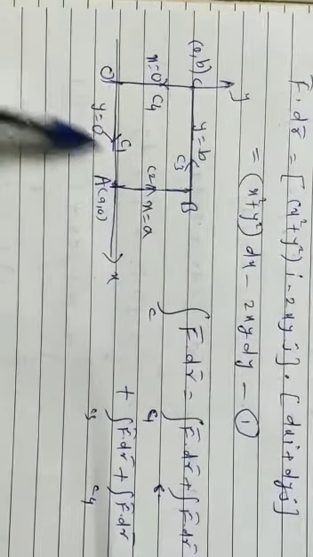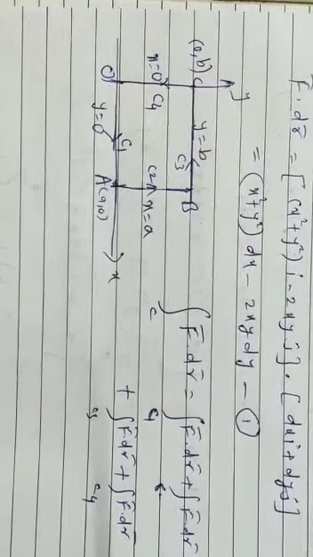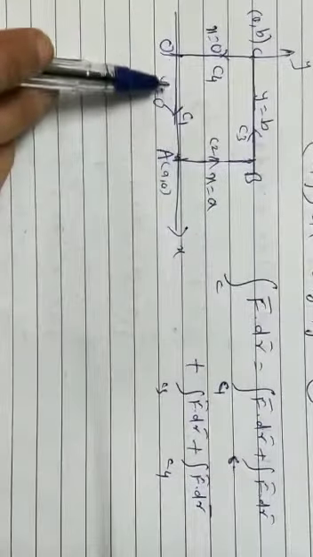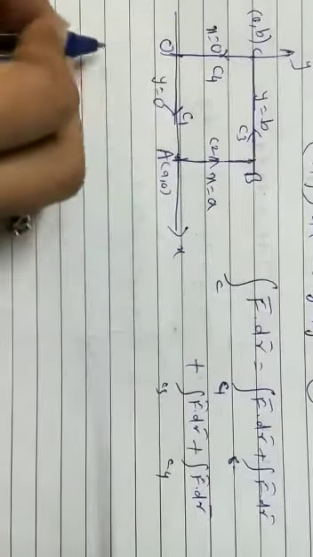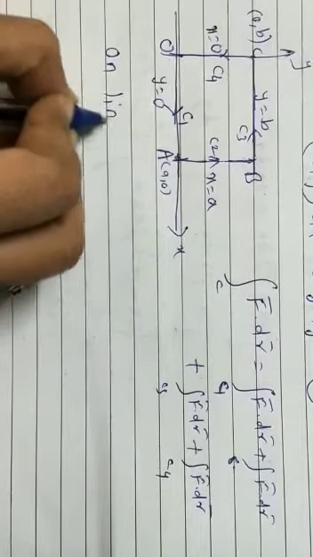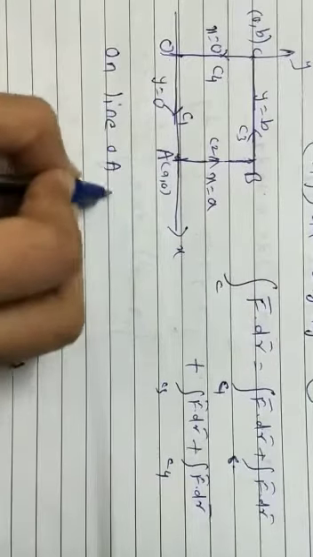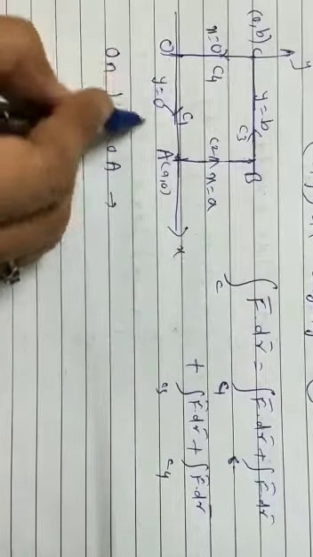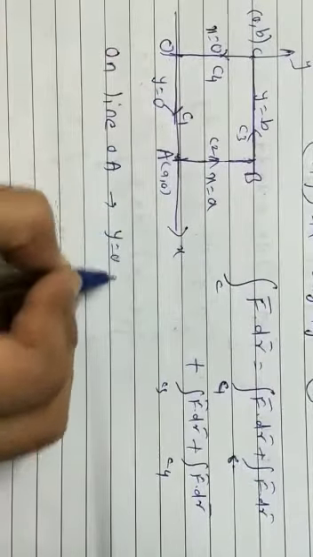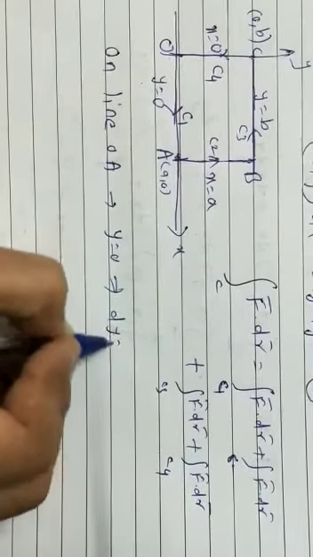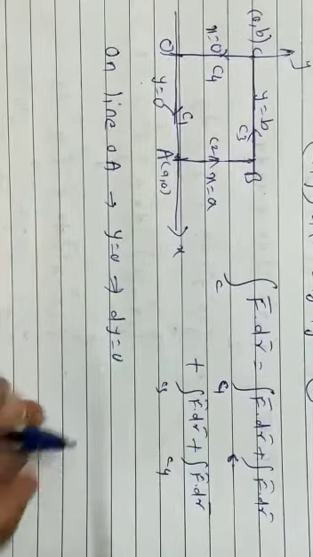So look at the directions. Now, what happens on line OA? On line OA, what you observe students? You observe that y is equal to 0, isn't it? Y is equal to 0 means what? Dy is equal to 0. Derivative of y will be 0.